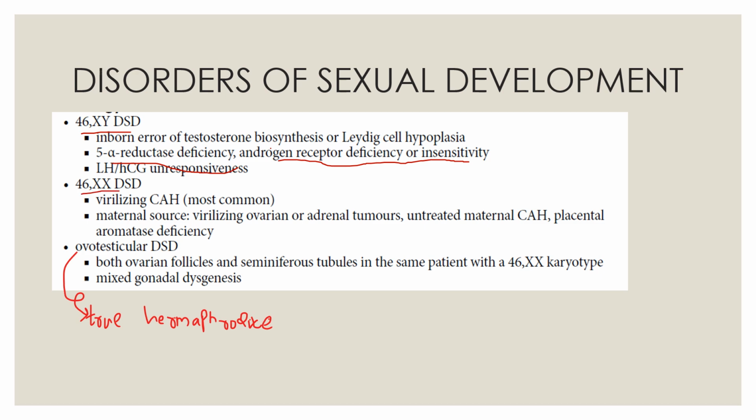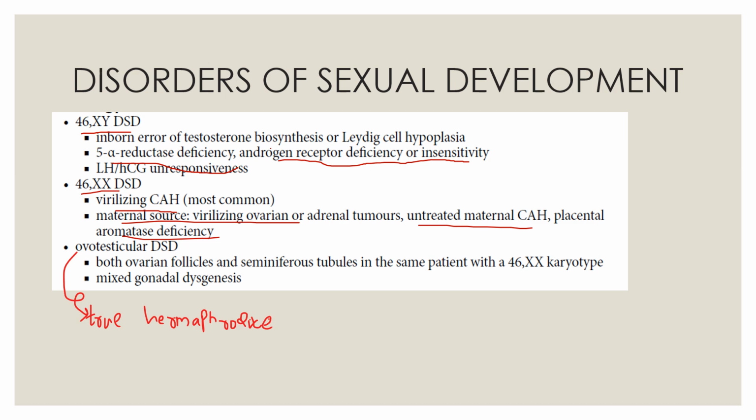Now, if it is a genotypical female, they can have a male appearance due to virilizing congenital adrenal hyperplasia, or a maternal source of virilizing ovarian or adrenal tumors, or untreated maternal CH, or placental aromatase deficiency. Aromatase is the one which is converting androgens to estrogen.